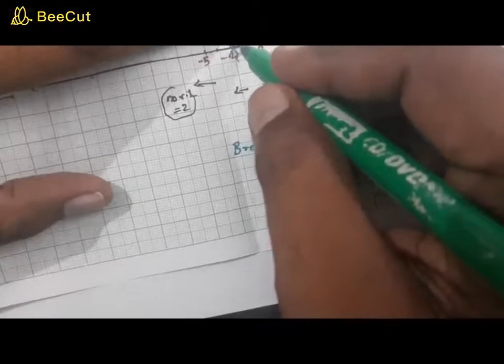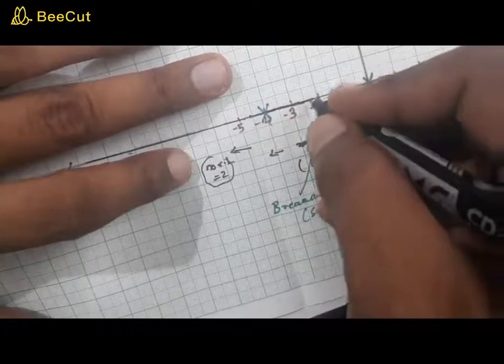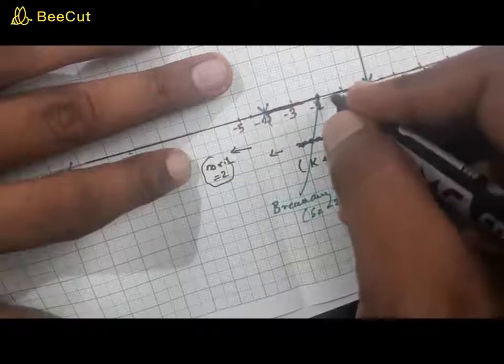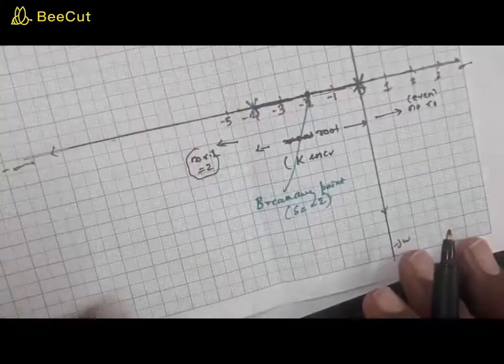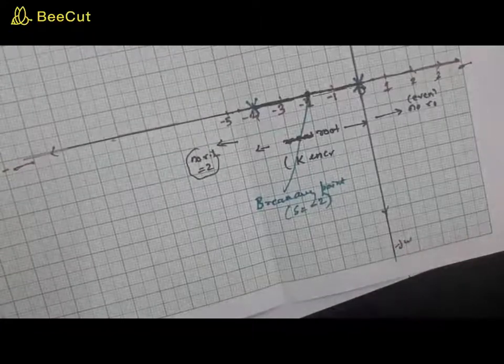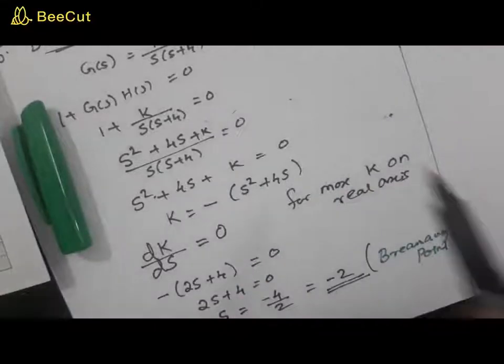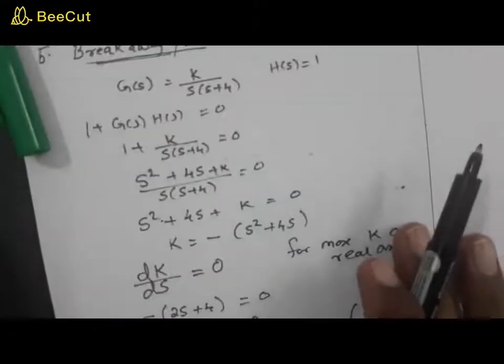That means what you need to understand is this ball moves in this direction and meets over here. Similarly, this ball also moves in this direction and meets at minus 2. Now this point is called the breakaway point. Now what is the next issue? So this is being governed by this method. Hope you understood how to find out the breakaway point.